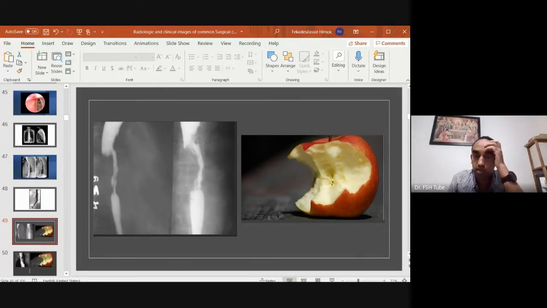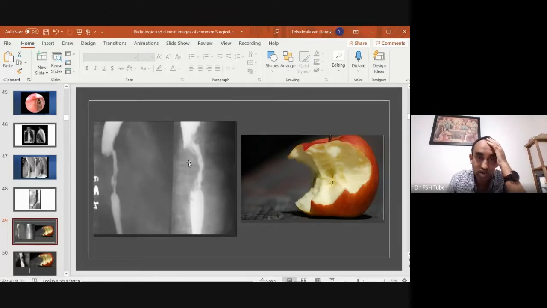So I showed you the normal apple core appearance. It's not the typical apple core appearance. I tricked you. I showed you the apple, but this is not the typical apple core appearance. It could be. Yes, somebody might argue. You are right. You may be right.